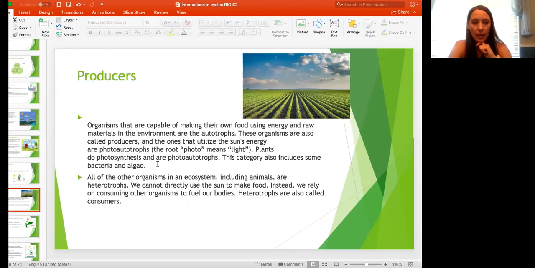Okay, so again, for photosynthesis to take place, we have to have producers. And producers are a special type of organism, because if we didn't have producers, we wouldn't be able to live, because we wouldn't have food or energy to survive. So producers are organisms that are capable of making their own food using the energy and raw materials, like that carbon dioxide and water in the environment. We also call them autotrophs, because they can automatically make their own food. They don't have to go out like us and find other things to eat.